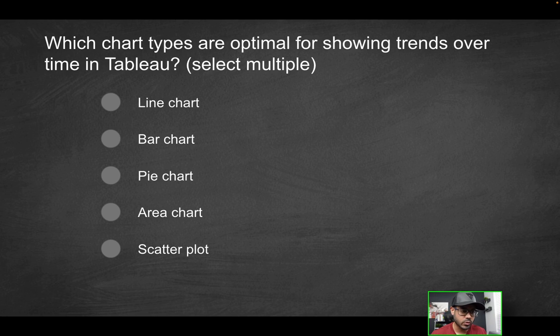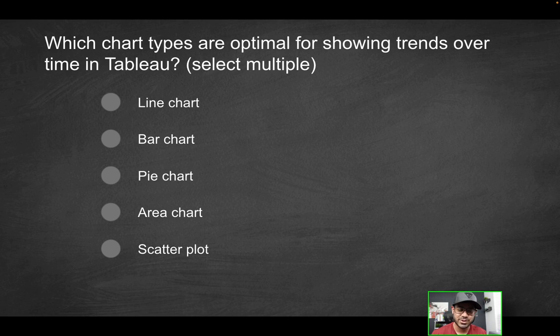First question is going to be which chart types are optimal for showing trends over time in Tableau, and you can select multiple correct options here. We did go over a similar question in the last video, but again, you can select multiple options here, so let's go through the list. Is it going to be the line chart, the bar chart, the pie chart, the area chart, or the scatter plot? Which of these can you commonly use to view trends over time?